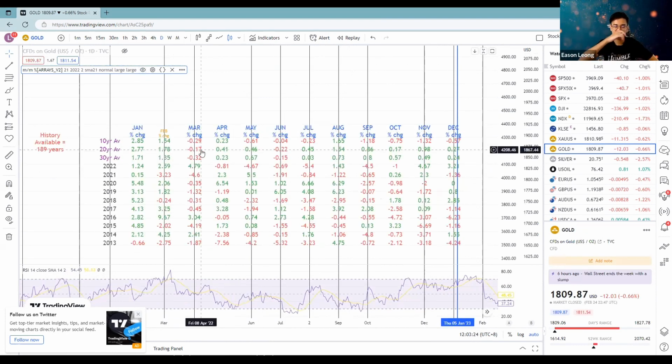Now, next month, for the gold market, should you focus more on the buy side or focus more on the sell side? Type in the chat box, let me know. Yeah, correct. It's to focus on the sell side. Why? In the past 10, 20, 30 years, March always comes down. So just focus on sell.